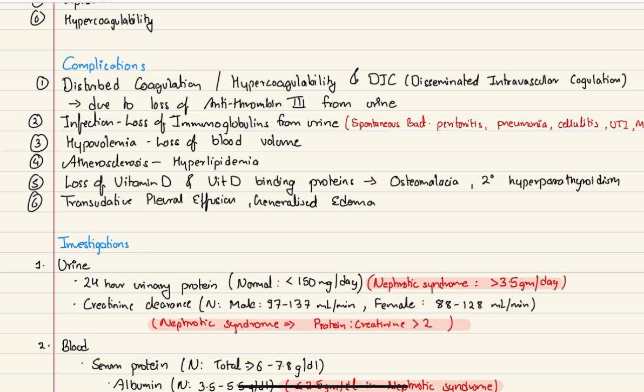There is also risk of hypovolemia, loss of blood volume. There is risk of atherosclerosis due to dyslipidemia or hyperlipidemia. There can be loss of vitamin D as well from the blood vessels. And because of this, the patients are at risk of osteomalacia or secondary hyperparathyroidism. Then there can also be transudative pleural effusion or generalized edema. So fluids can leak out not only into the surrounding tissue but into the pleural space, causing transudative pleural effusion. Hence, chest X-ray is also done in patients with nephrotic syndrome.